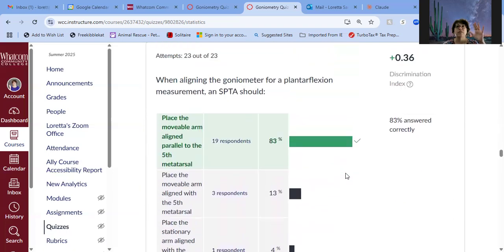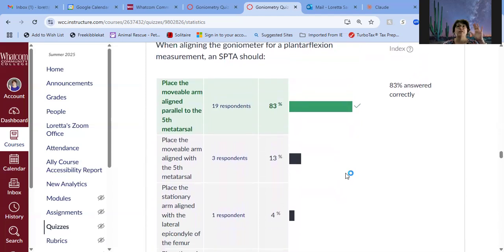All these ones. In plantar flexion, most people got that the movable arm is aligned parallel to the fifth metatarsal. It's not going to be aligned with the fifth metatarsal or with the lateral epicondyle. It's parallel to it. So it's not quite right on top of it, but parallel.